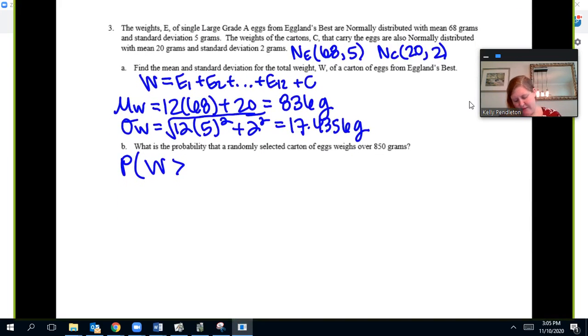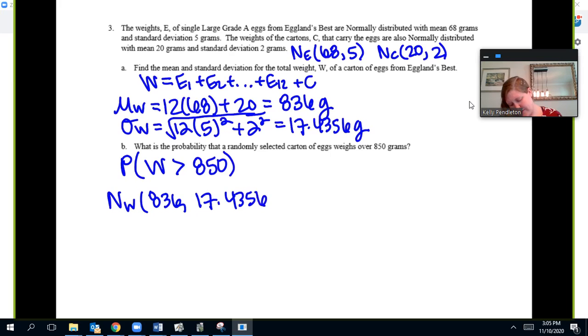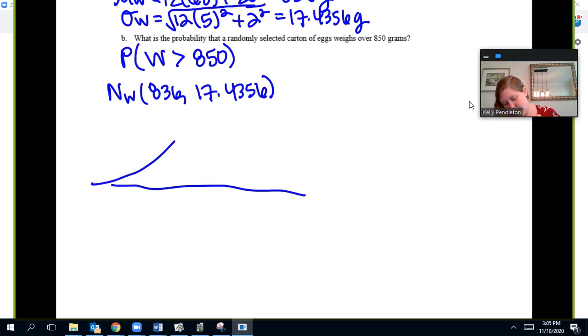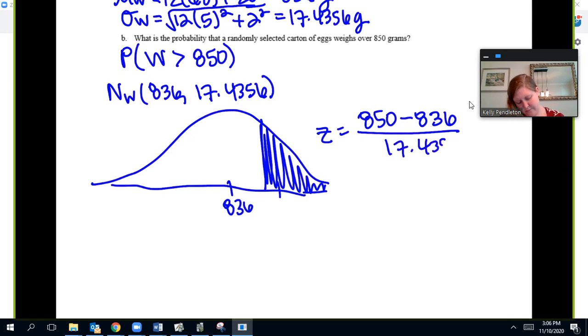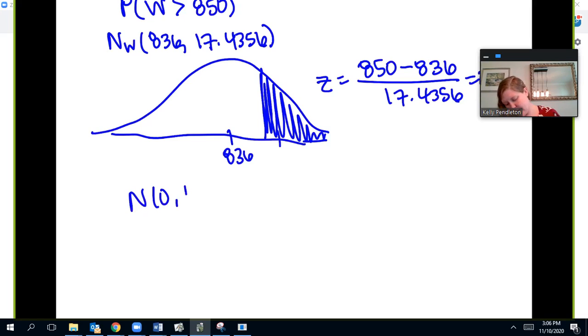Okay, so the weight is over 850. And so we're going to draw a normal distribution for the weight with 836 as the mean and 17.4356 as a standard deviation. And then if I added 14, I would get to 850. So 17 will get me there past 850. So that's right here. And then I find the z-score. And so I'll do 14 divided by the answer, 0.80. And that's my z-score.